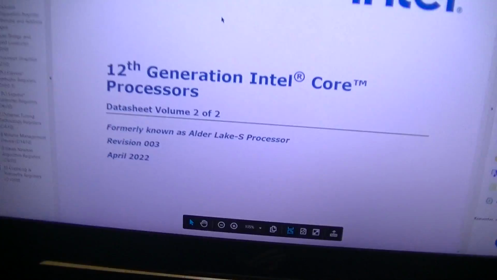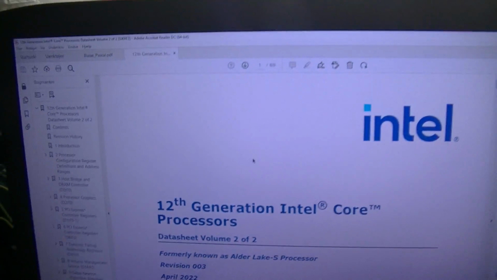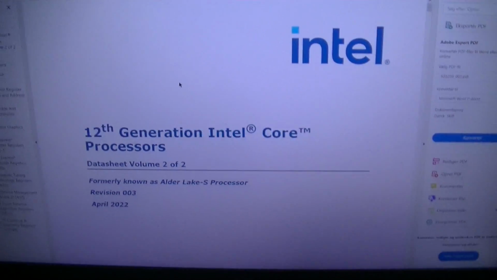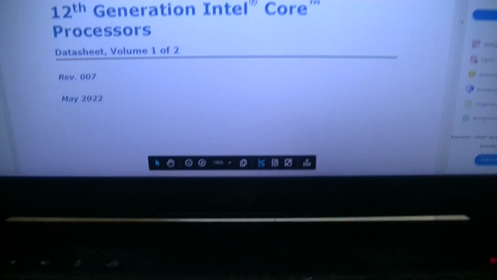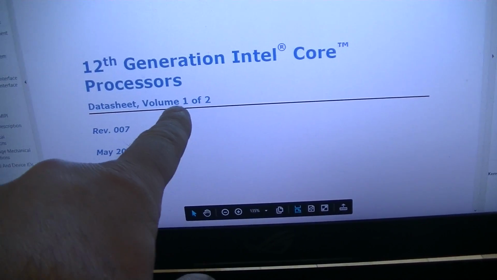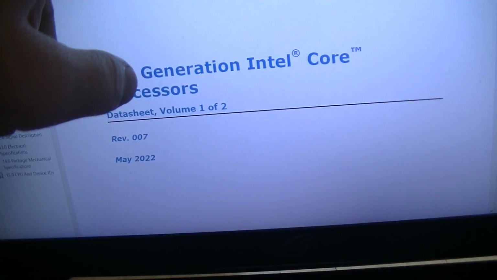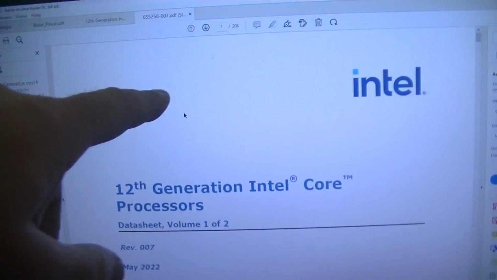like this one, Intel Core 2 processors, but this is 820 pages, and this is volume 2, that's the 12th generation Intel Core, so a lot of information there, but I think it will not be so good. That's the one there, volume 1, 208 pages.